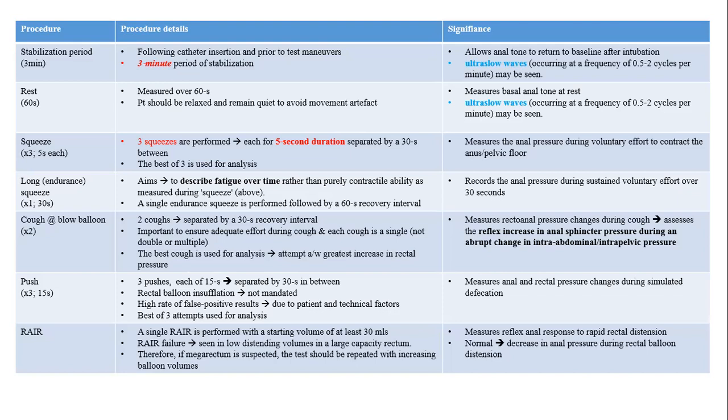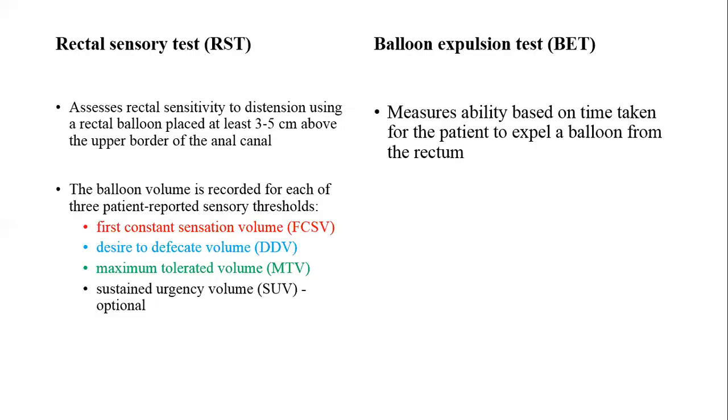RAIR is usually assessed during rectal sensory testing, where we inflate the balloon and we can see the relaxation of the internal anal sphincter. With regards to rectal sensory testing, there are several volumes that can be recorded. The first one will be the first constant sensation volume, then the desire to defecate volume, and the MTV, maximum tolerated volume. These will all be used to assess the degree of hyper or hyposensitivity in the patient. The balloon expulsion test measures the ability, based on the time that the patient takes, to expel the balloon from the rectum.